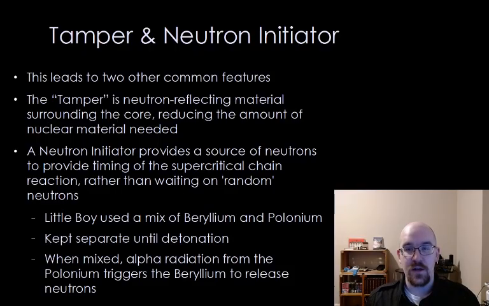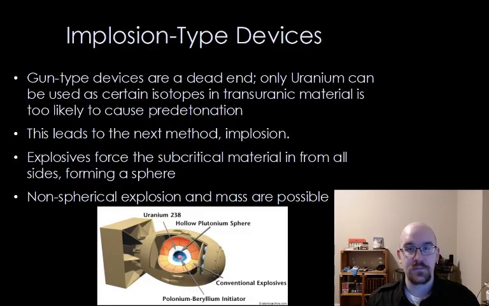A neutron initiator also removes the issue of waiting for random neutrons by providing a source of neutrons. Little Boy and future bombs use a mix of beryllium and polonium, which are kept separate, and then as the device goes off, are mixed, which produces a large amount of neutrons via alpha radiation from the polonium reacting with the beryllium. This provides a bunch of extra neutrons, which help to ensure that the uranium or other material begins reacting exactly when you want it to.